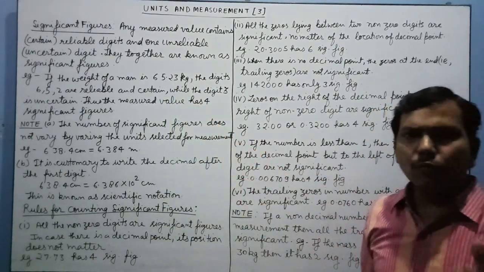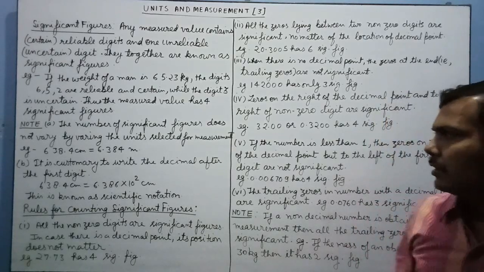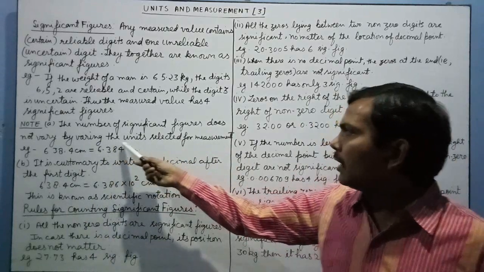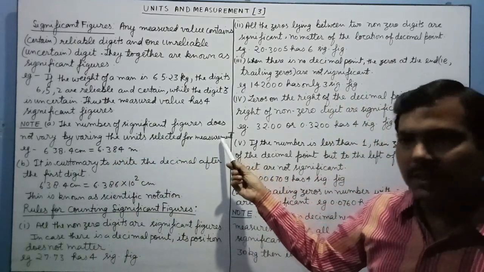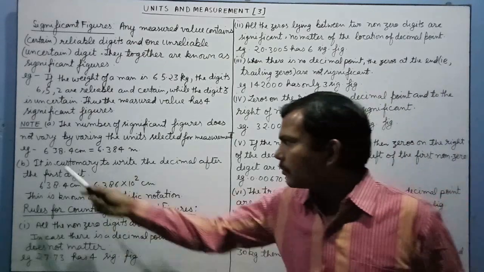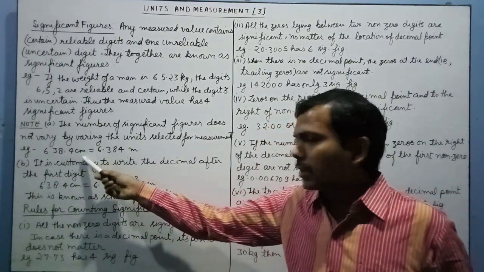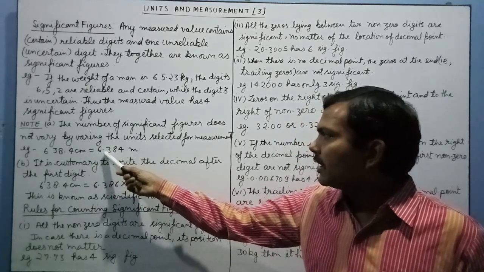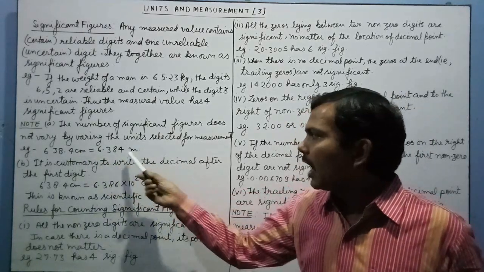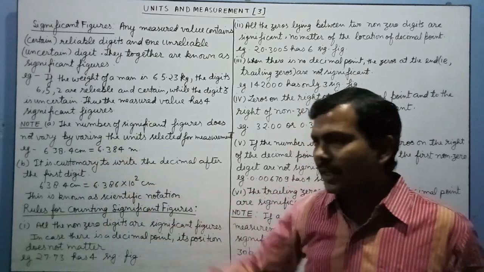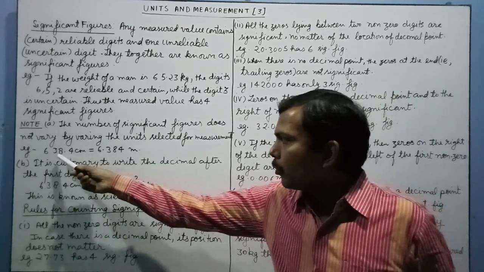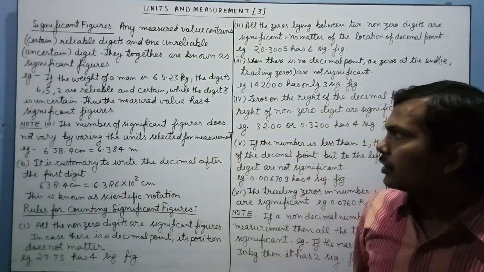Here you have to note two things. First, the number of significant figures does not vary by varying the units selected for measurement. I will provide you one example here. 638.4 centimeter and 6.384 meter. Both are the same thing. One is written in centimeter and the other is written in meter. Both of them have 4 significant figures.